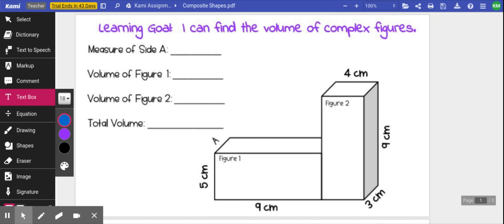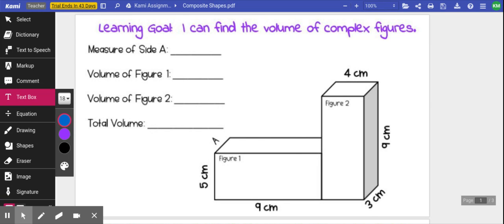Hi, boys and girls. Today's learning goal is I can find the volume of complex figures. Now, you might hear the term complex figures and composite figures when you're referring to these types of shapes, but they're used interchangeably. Complex figures and composite figures are two figures that when you put together form one shape.